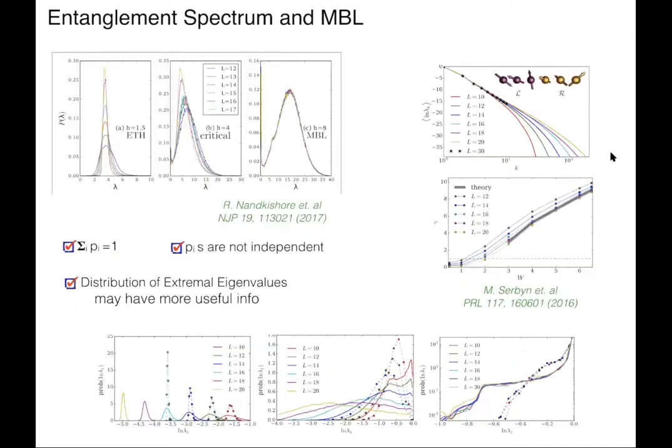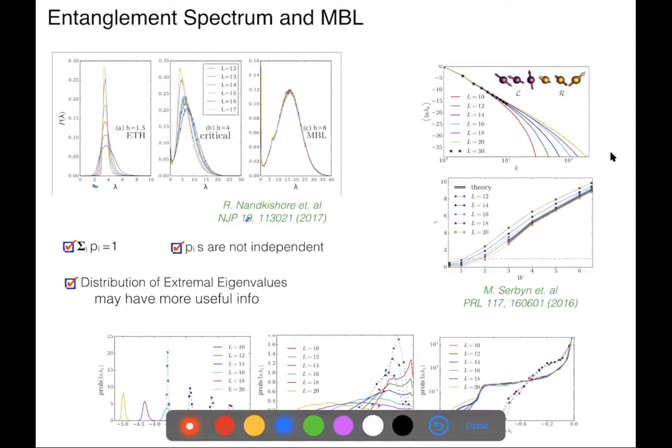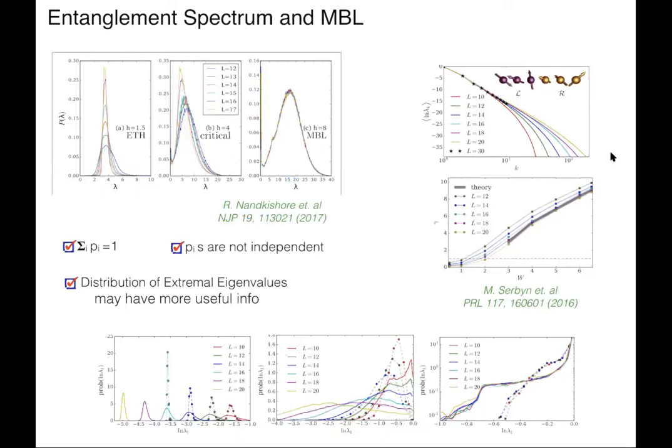People ask the question, can you look at the distribution of all these eigenvalues? Why just look at the entropy? You have all these eigenvalues. Let's look at all the distributions. So here is Nandkishore et al., who looked at the distribution of all eigenvalues. Their claim was that if you have a weak disorder, you have a unimodal distribution, a single peak, whereas when you have an MBL, you basically have a big peak at 0, and then there is another thing happening at a finite lambda. I will not talk about this.